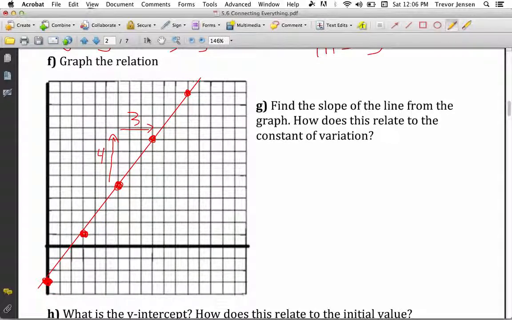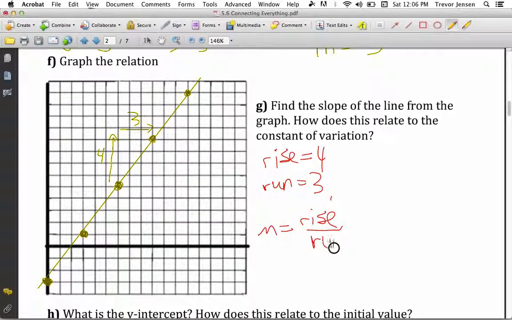So going up 4 means my rise is equal to 4. Going right 3 means my run is equal to 3. And then I know my slope equals rise over run. So my slope is 4 over 3.